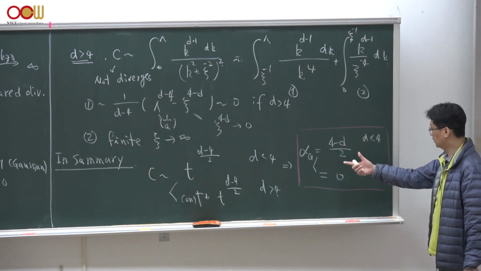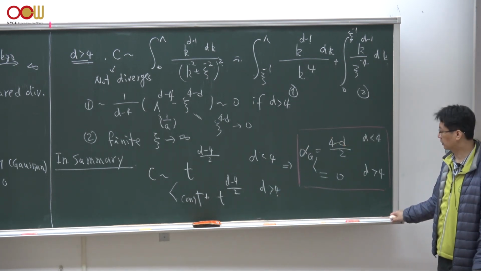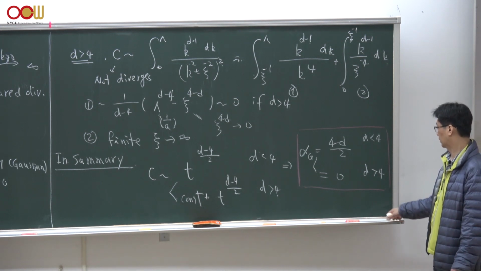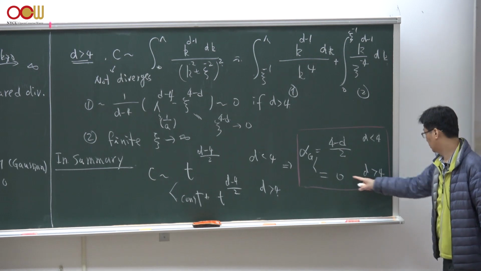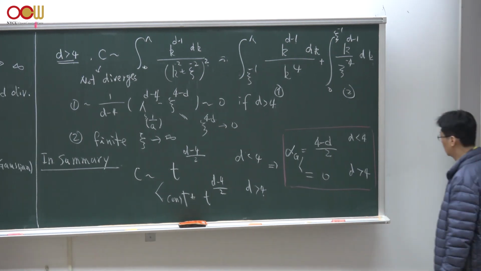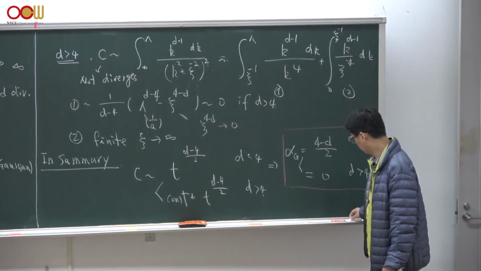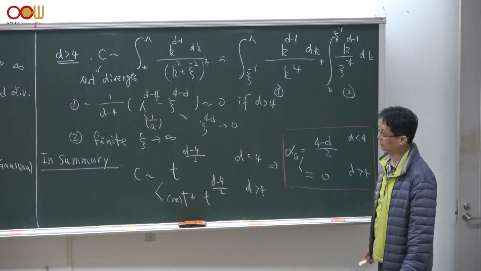And translating to this Gaussian predicted exponent alpha, you get 4 minus d divided by 2 when dimension is below 4, and 0 when dimension is above 4. Okay, so that's the complete story of this Gaussian approximation.